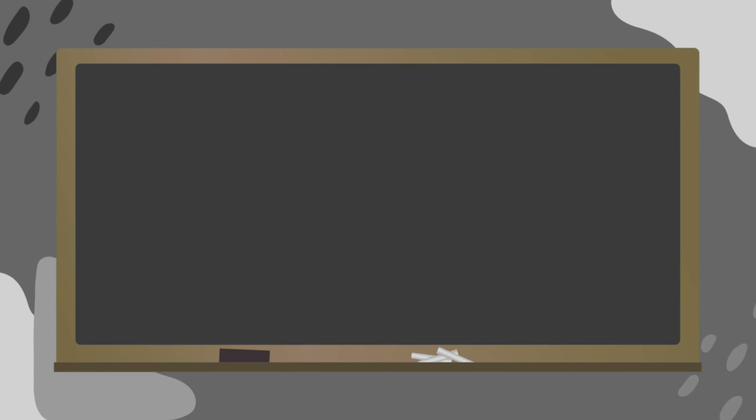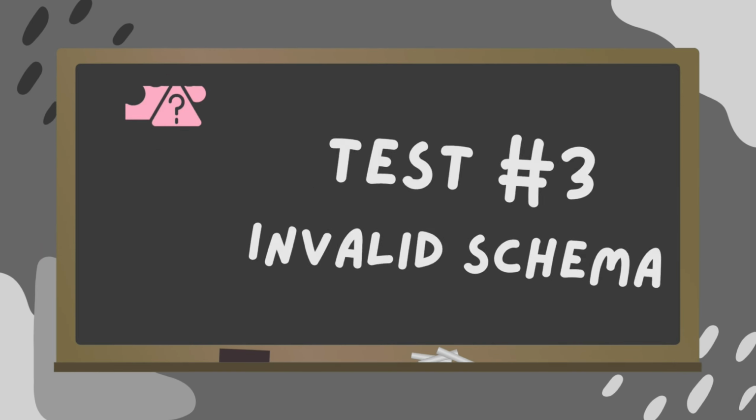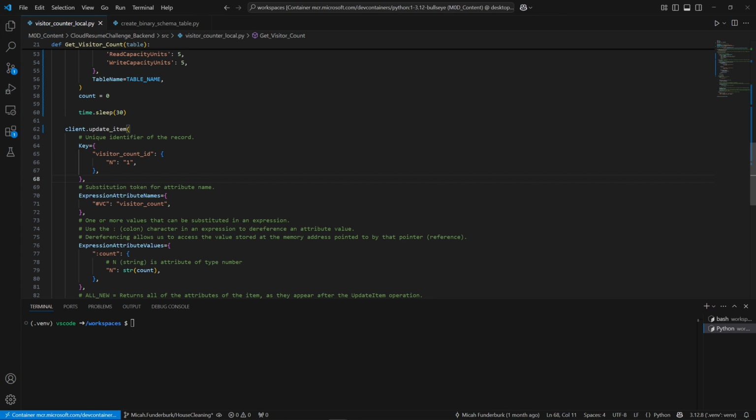Perfect. So the third and final scenario is passing our function a table with an invalid schema. So what do I mean by invalid schema? Basically, in our update item function, we have a defined key of type number. And if we create a table with a primary key of type binary or type string, we get a certain error that is returned. So let's go ahead and test that scenario right now.